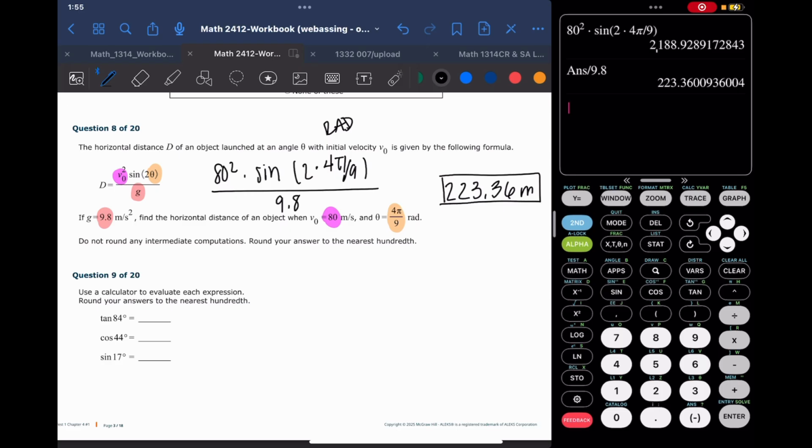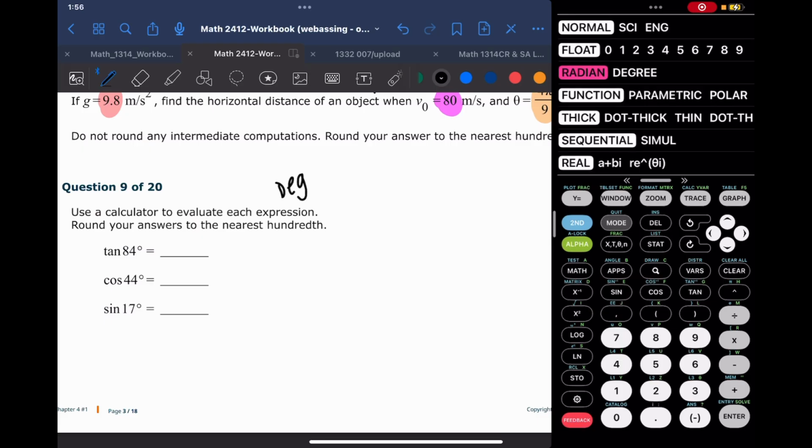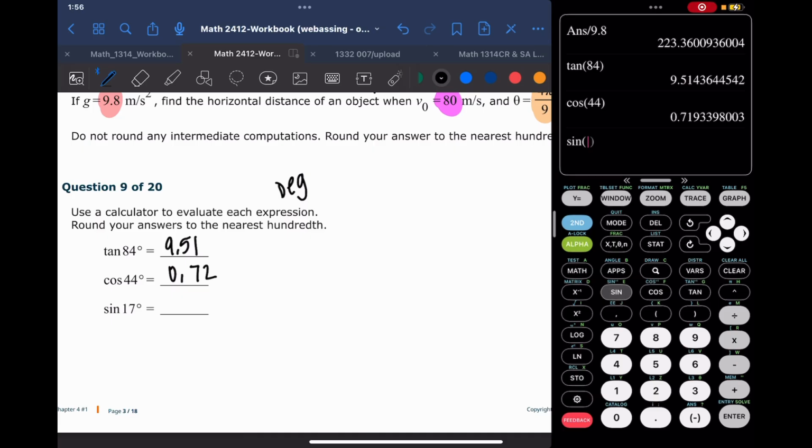Number 9 says to use the calculator to evaluate. You just enter these into the calculator, but you want to make sure, again, you're in degree mode. So tangent of 84 is 9.51, cosine of 44 is 0.72, sine of 17 is 0.29.